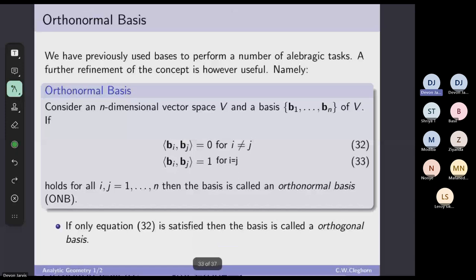And so we have previously used bases to perform a number of algebraic tasks. Further refinement of the concept is useful, namely orthonormal bases. So if we consider an n-dimensional vector space V and vectors B1 through Bn, which form a basis of V, then if all basis vectors are orthogonal to each other, so the inner product is zero, and they are normal, such that the inner product of length 1 means I and J are the same, then it is called an orthonormal basis. If only the first is satisfied, then it's called an orthogonal basis.